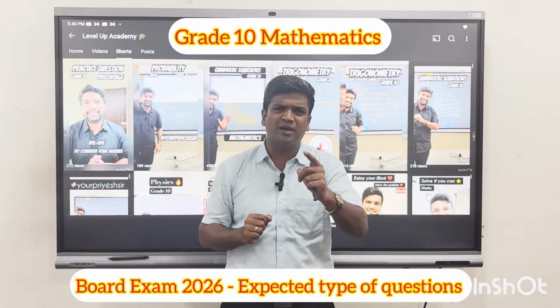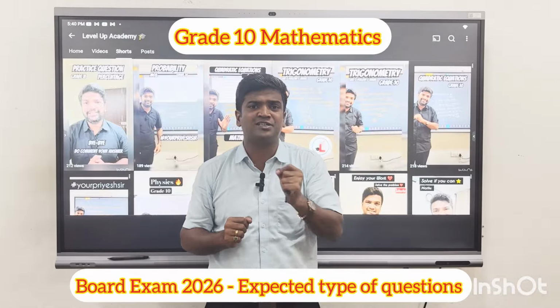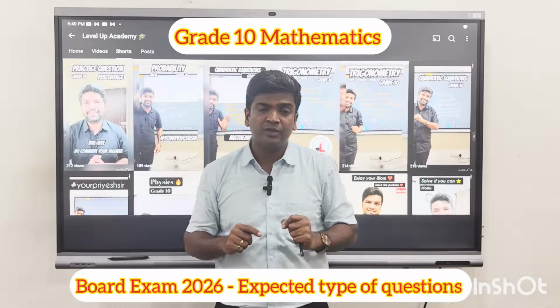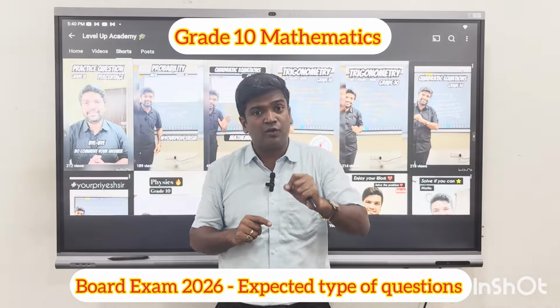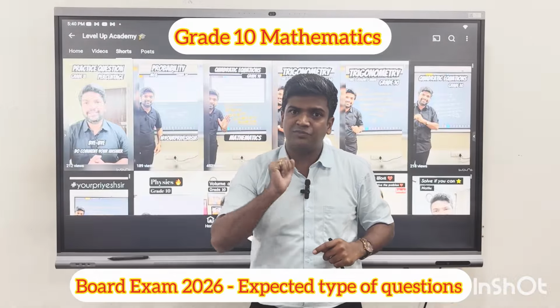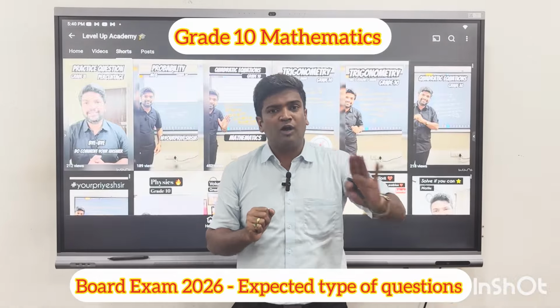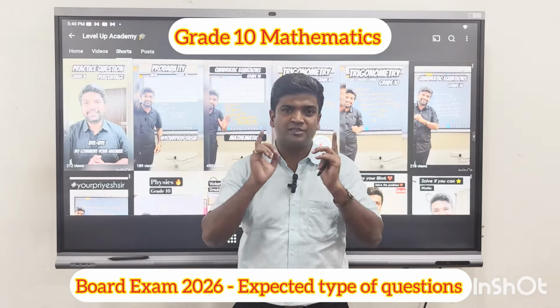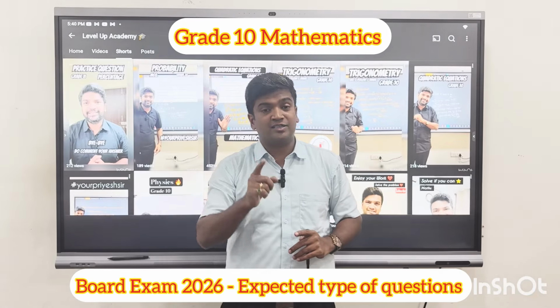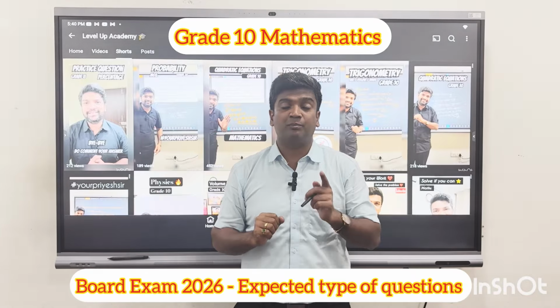Moving to chapter number 4, which is quadratic equations. In quadratic, for 2 marks, they will give you a quadratic equation and ask you to factorize just by splitting the middle term. Or they will give you a quadratic and ask you to factorize by using the formula method. That is very important. Apart from all these things, the word problem is still the best for quadratic equations. Clear? Next, chapter number 5, arithmetic progressions.